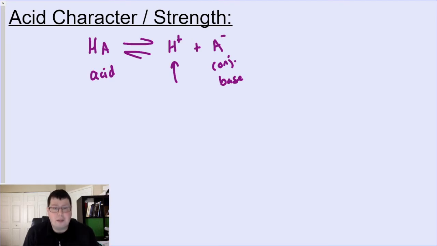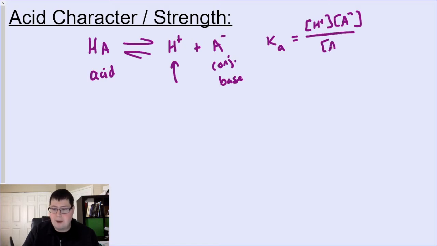Now, in this example here, we know that since it's an equilibrium, there's going to be some type of equilibrium constant. And what we give the name of this constant is Ka. It's the acid dissociation constant. And we could write an equilibrium expression for our Ka. We could say that Ka is equal to the concentration of H+ times the concentration of A- divided by the concentration of our acid, HA, because we know that our HA is always going to be soluble in our water. At least we're going to assume that it is.